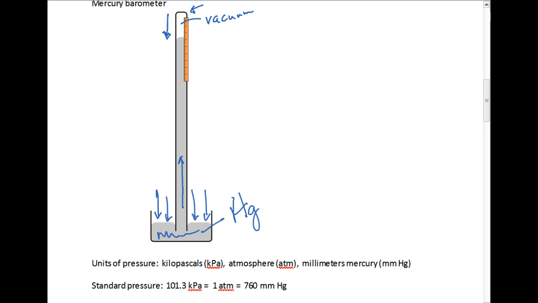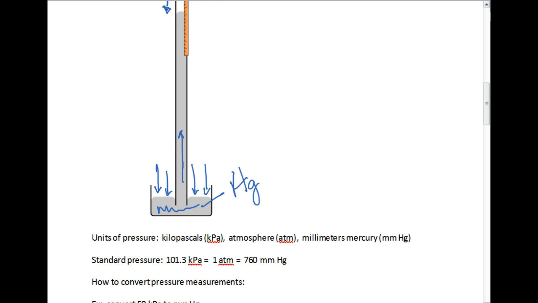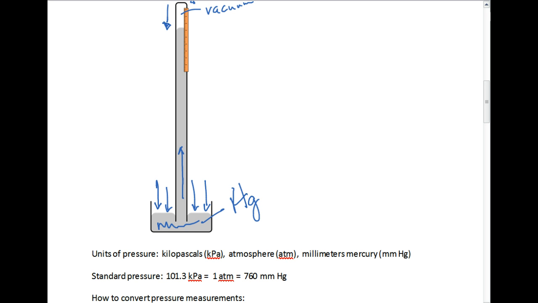Now, there are some units of pressure that we need to recognize. Down here at the bottom, we have some units of pressure. We have three typical units used in our introductory chemistry class: the kilopascals, kPa is the abbreviation for that; atmospheres, which is ATM; and millimeters of mercury, which references that mercury barometer we just talked about, which is mmHg.